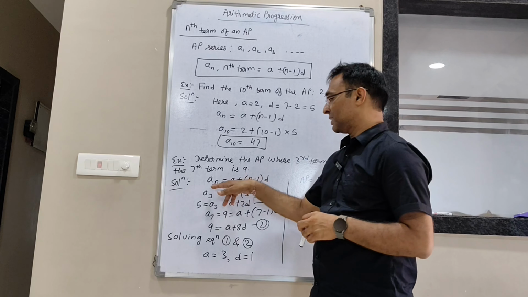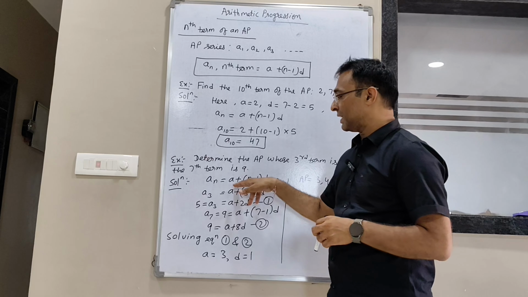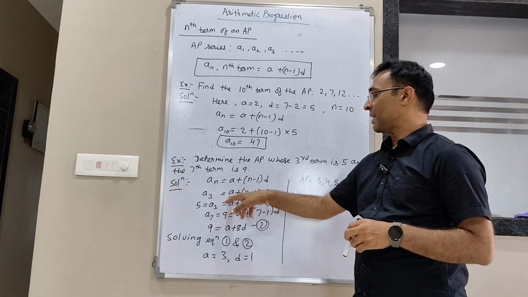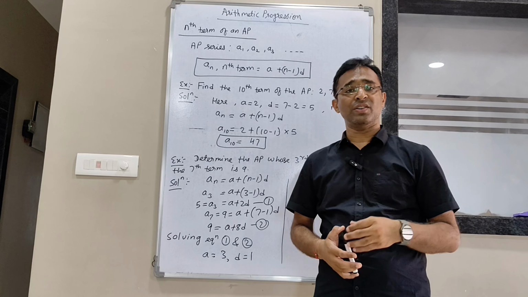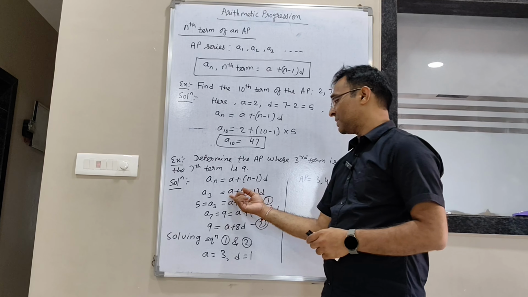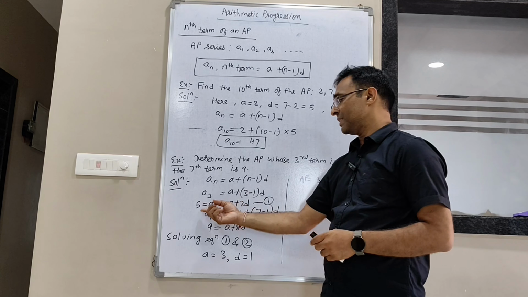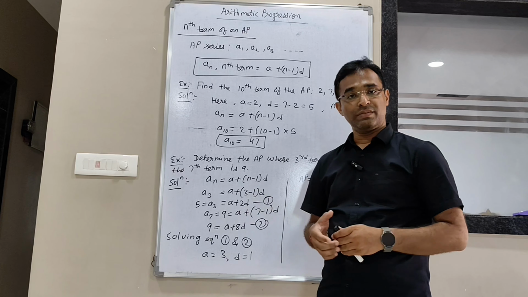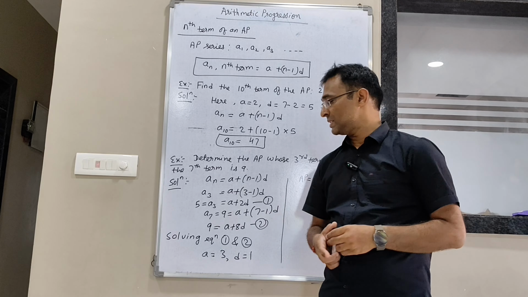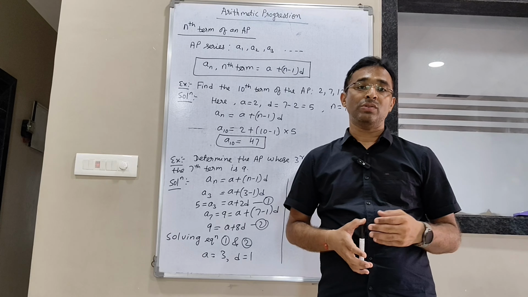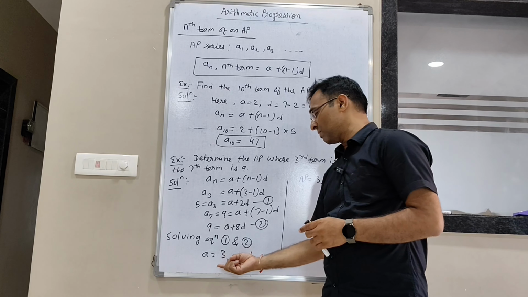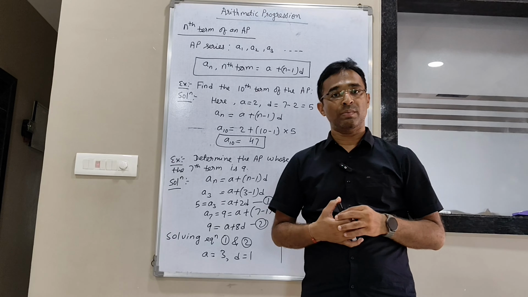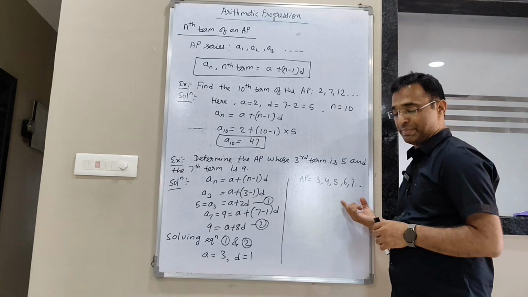So let's discuss. The formula for the nth term is this, and applying it for the third term, let's take the first term as a and the common difference as d. So 3 minus 1 is 2, so 5 equals a plus 2d. Similarly for the seventh term we will get another equation. We get two equations and two variables a and d, and we know how to solve them. On solving this we get a equals 3 and d equals 1. Again, when we have the first term and the common difference, we can formulate the AP.